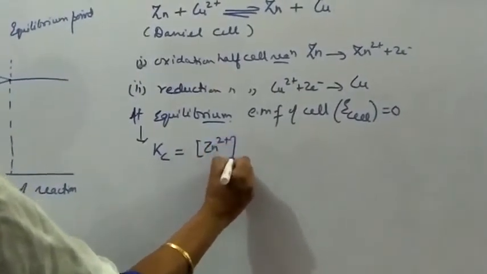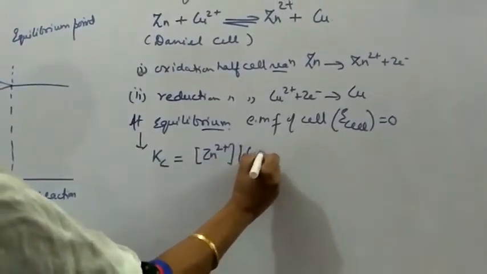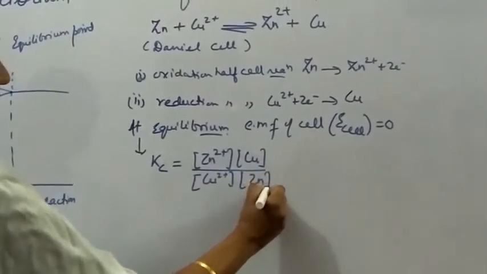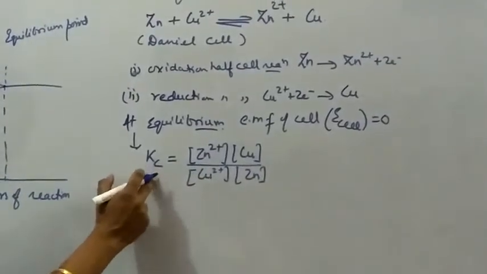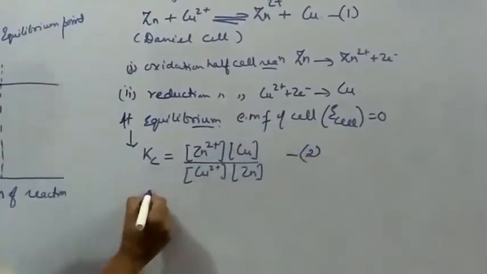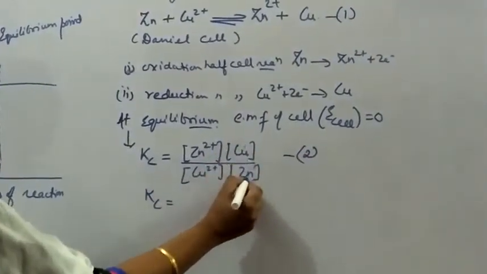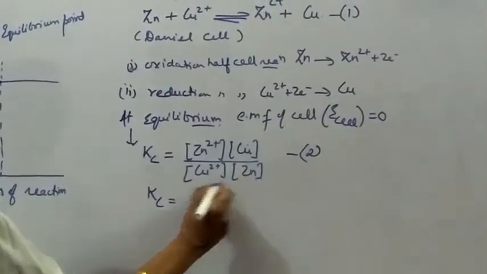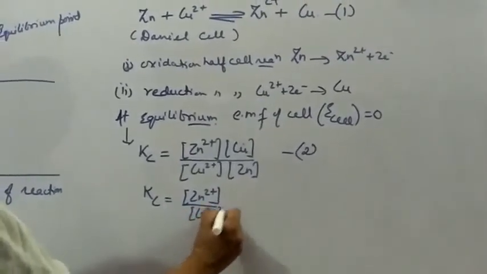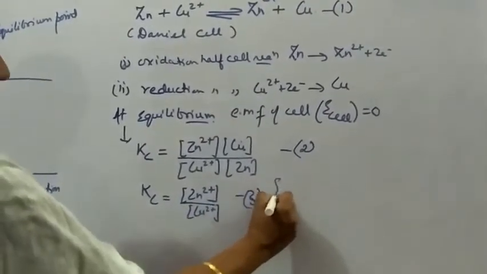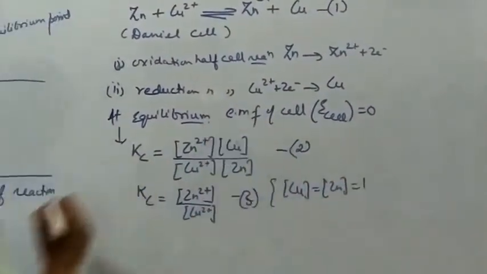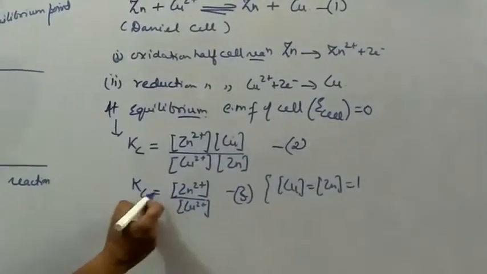You will write it down as Zn2+ and copper ion, copper and zinc. This is the equilibrium constant from the law of chemical equilibrium. If I mark it as equation 1, this is equation 2. So what is the value of Kc from here? Since copper and zinc are in the solid state, their concentration will become unity, so we will have Zn2+ upon Cu2+. This is equation 3. Now I will write the copper and zinc concentration equal to 1.